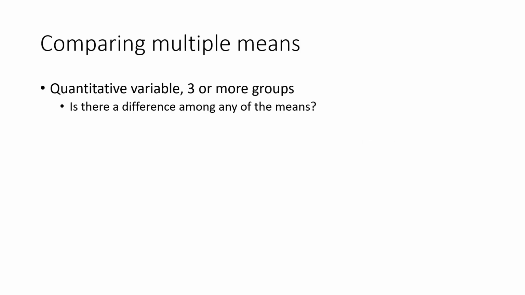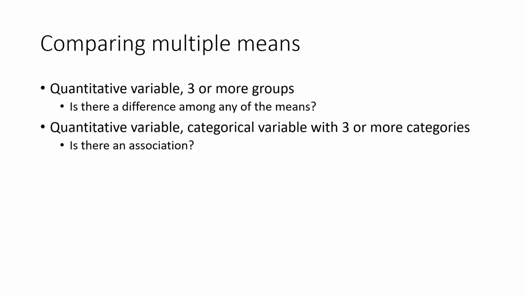When we're comparing multiple means, we can think about our research question in either of two different ways. One way is to think of having a quantitative variable measured across 3 or more groups, and we want to know whether there's a difference among any of the means. The other way to think of it is to think of testing for an association between a quantitative response variable and a categorical explanatory variable with 3 or more categories.